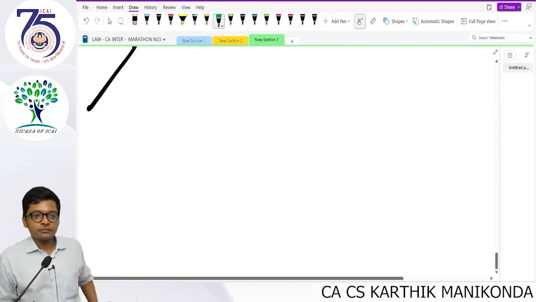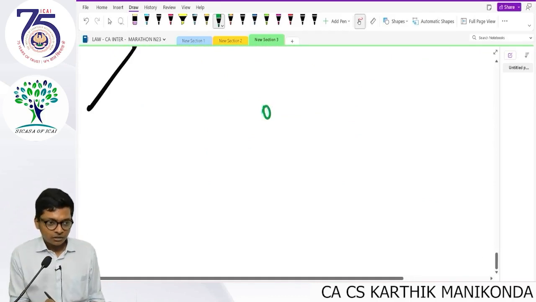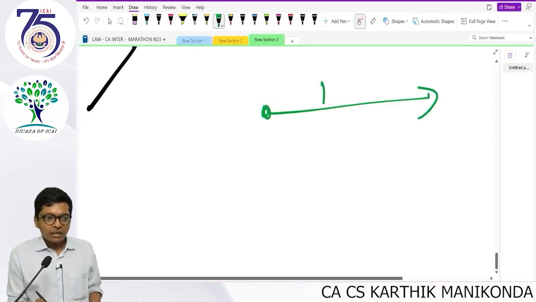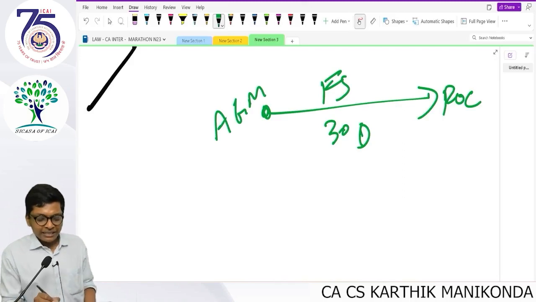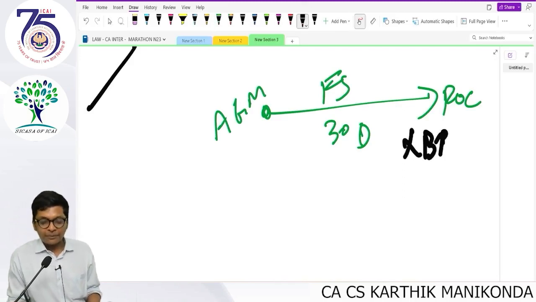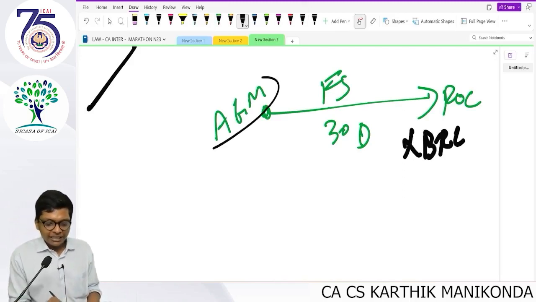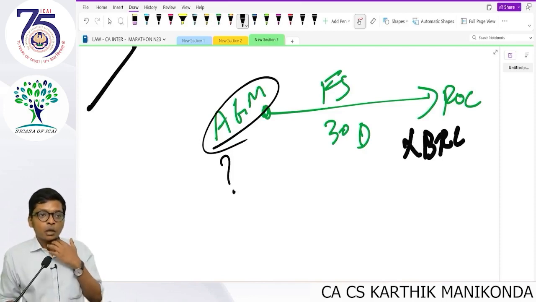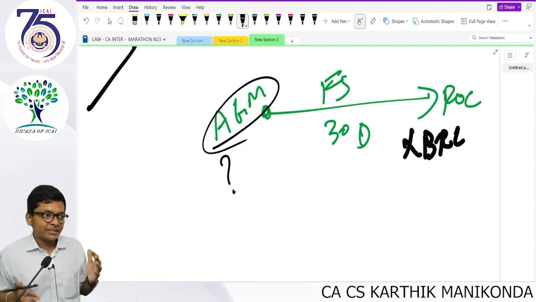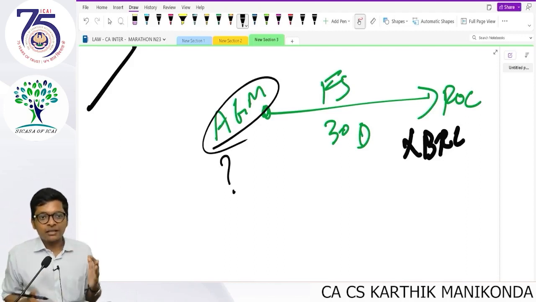137, we finished. What is 137? Filing of financial statements to the ROC within 30 days from the date of AGM. Additionally, we saw XBRL reporting in part 1. But additionally, guys, what if the AGM is not held? What if the AGM is adjourned? They are saying whatever happens. What if the audit is not done? They are saying, I don't care.